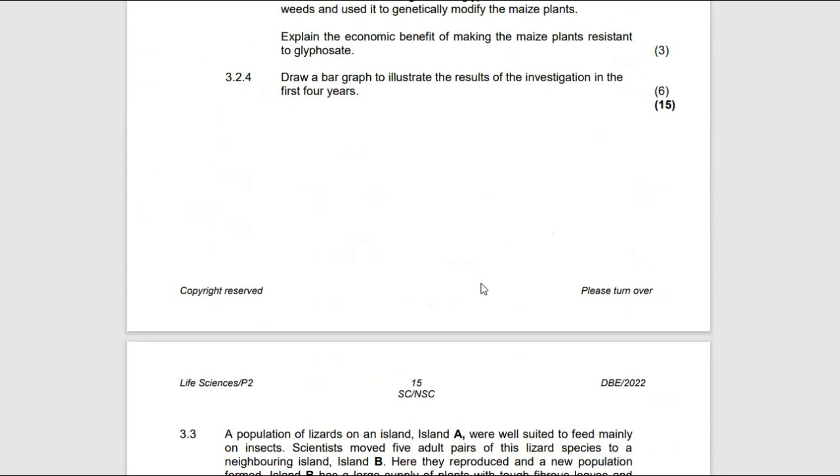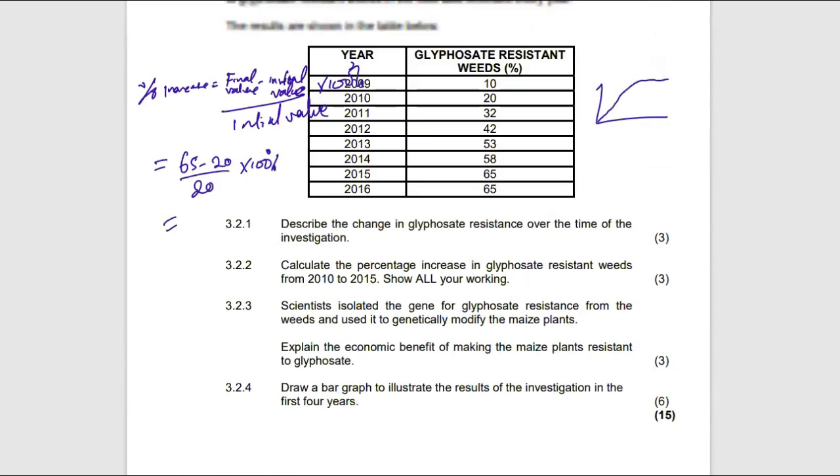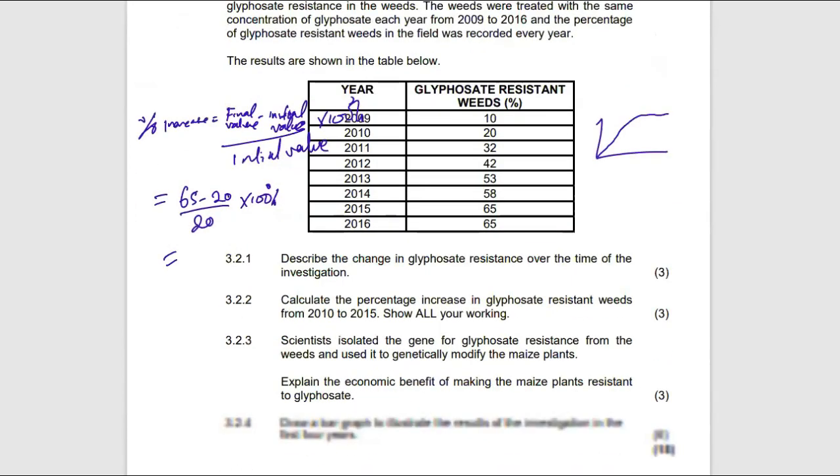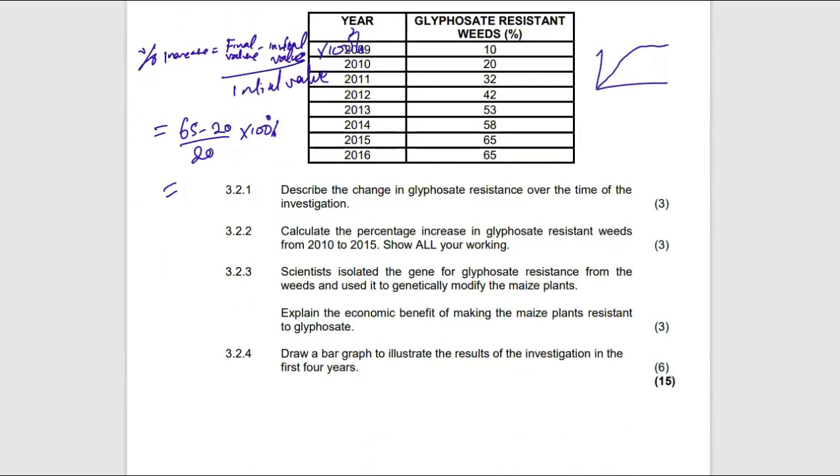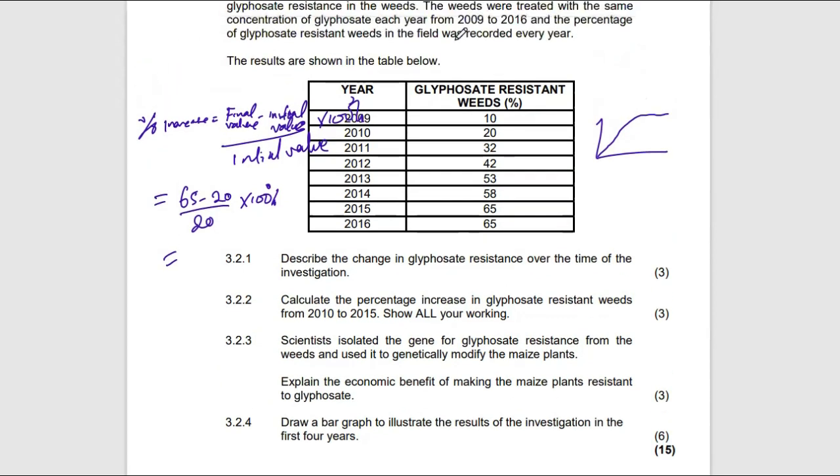All right. So now they're saying that the bar graph should illustrate the results of the investigation in the first 4 years. I'm not going to draw the actual graph, but I'm going to talk about how you can draw this bar graph without stress. So years are always an independent variable, meaning that this is time. Time is always an independent variable. Independent is always on the x-axis, and the dependent one is always on the y-axis.